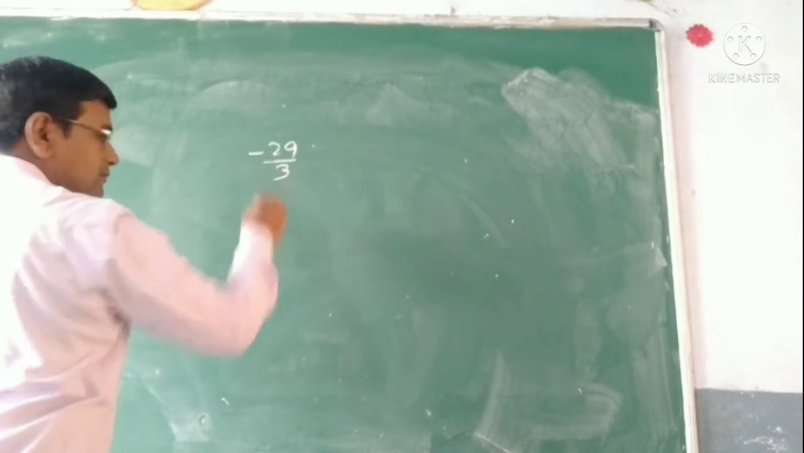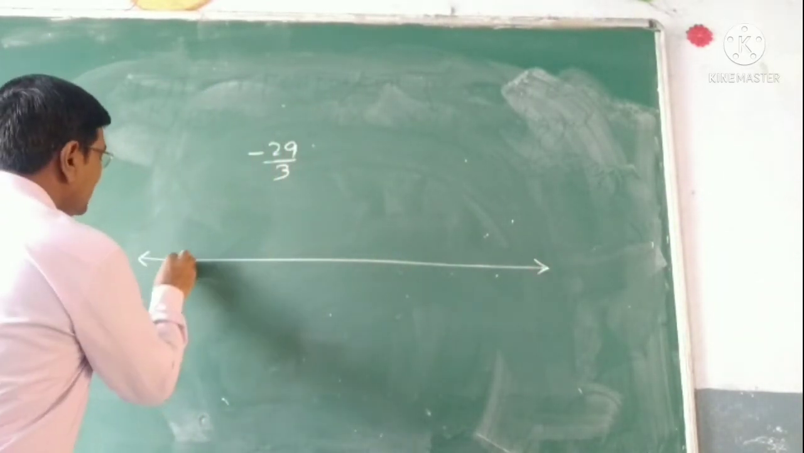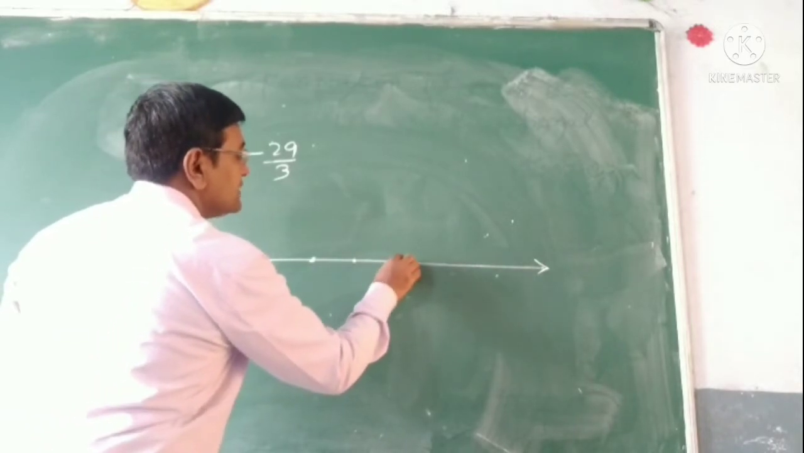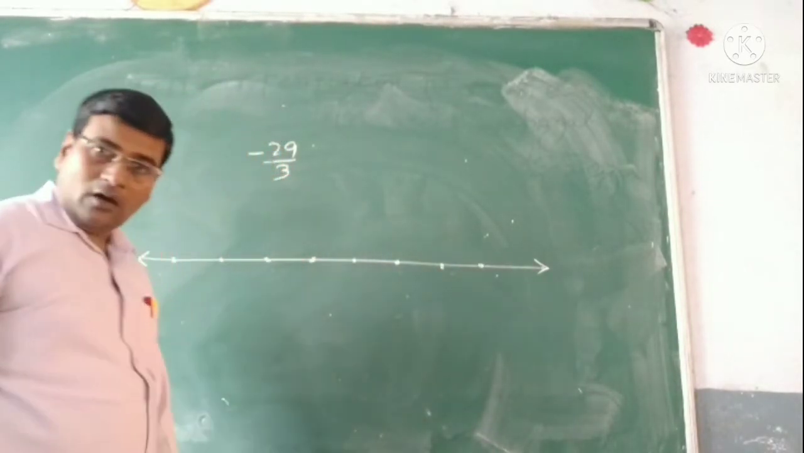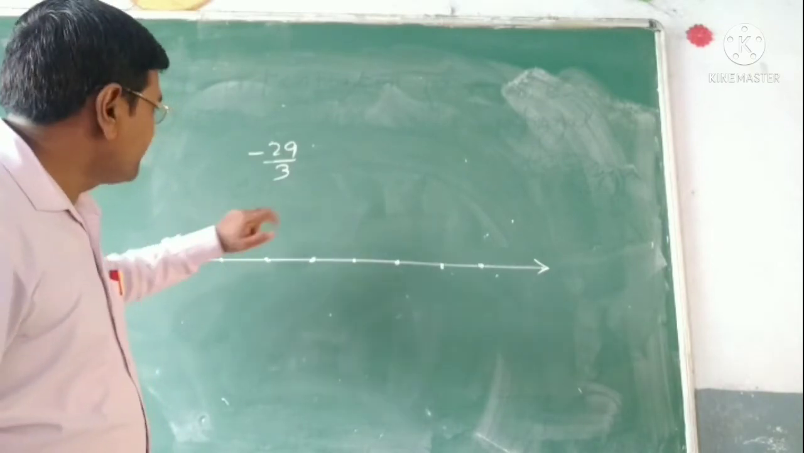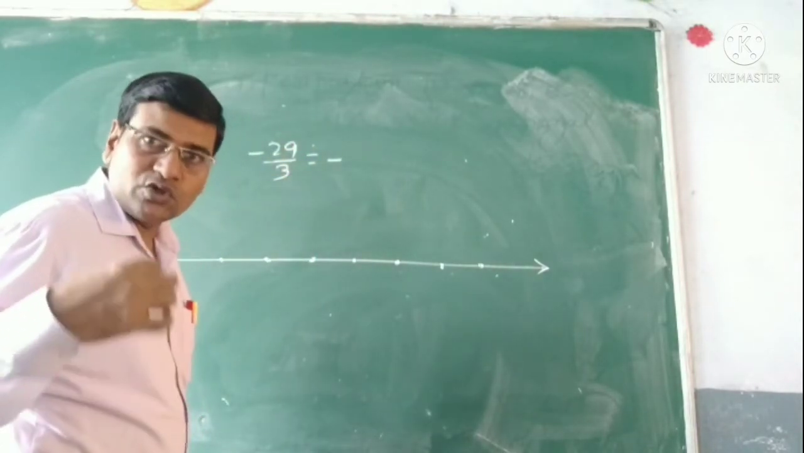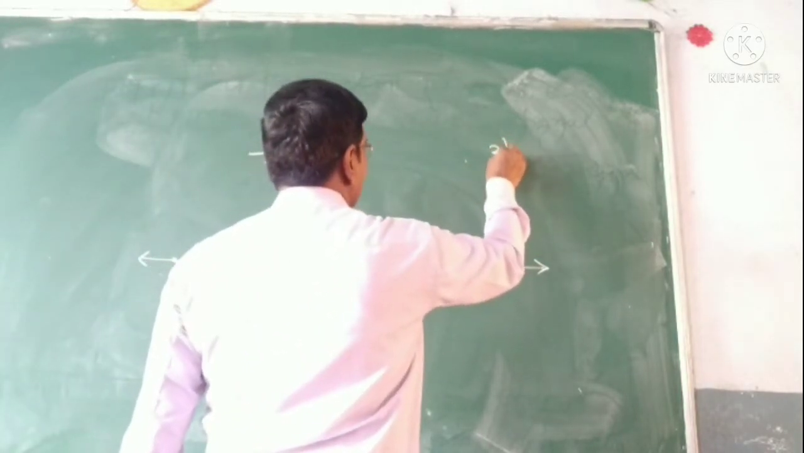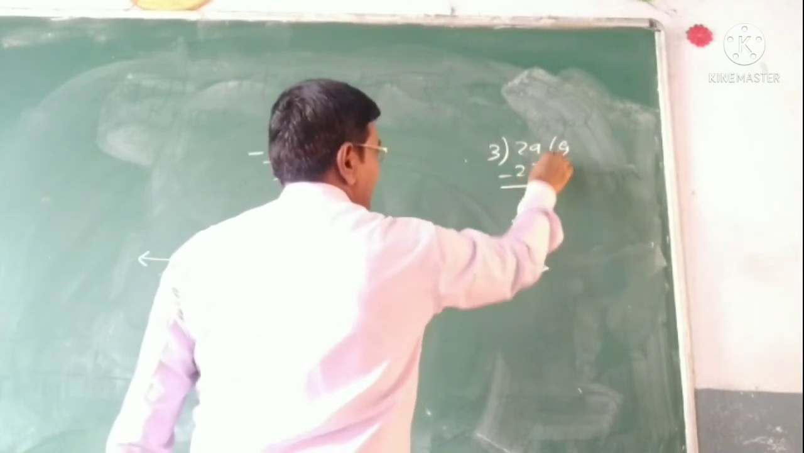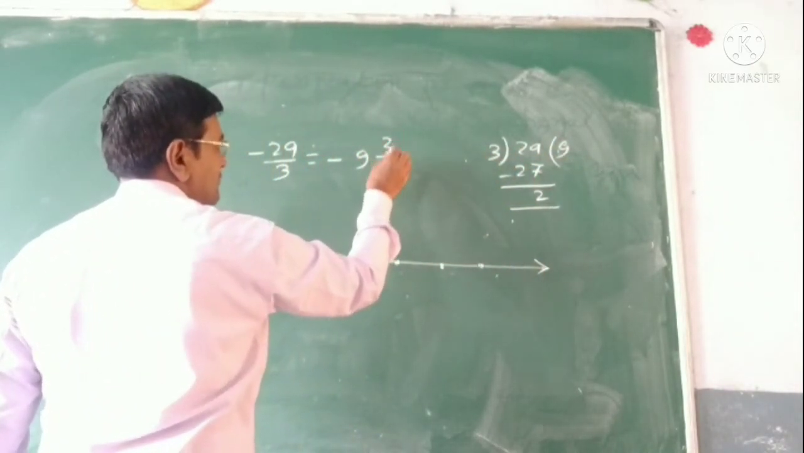Minus 29 by 3. Draw a straight line. Take points. बराबर दूरी पर पॉइंट ले लो. स्केल की मदद से। Now you know that this is a negative number, so it will be left side of the zero. Okay, now first of all make it into a mixed number. इसको चेंज कर लो। कैसे चेंज करेंगे? 3 से डिवाइड करेंगे 29 को। 3 9 जा 27 and it is left here 2. It will be 9 whole 2 by 3.